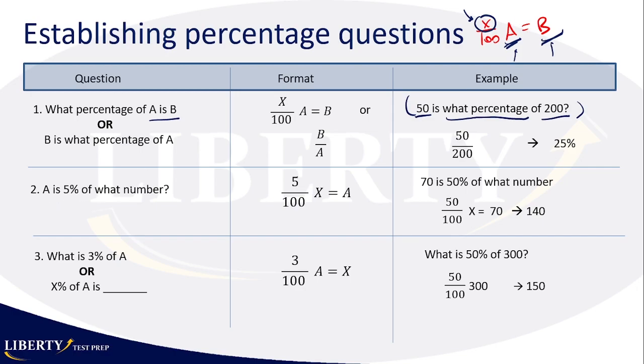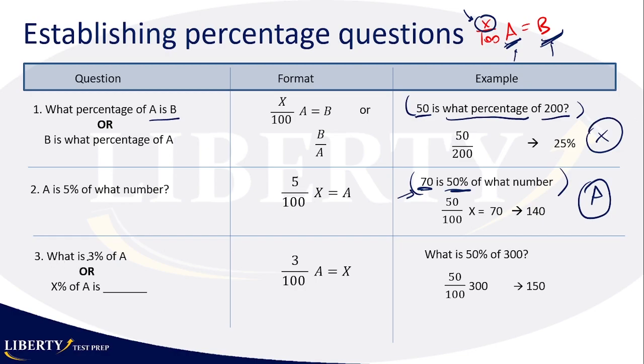A is 5% of what number? So basically they say, let's go to the real example. It says 70 is 50% of what number? So they're giving you the percentage. So they give you X. 70 is 50%. So basically they're giving you the result also. They're giving you B. So in this one, question number 2, they're asking you for A. In question number 1, they were asking you for X, the percentage, okay?